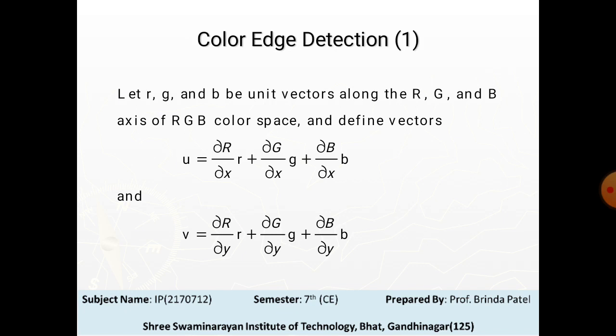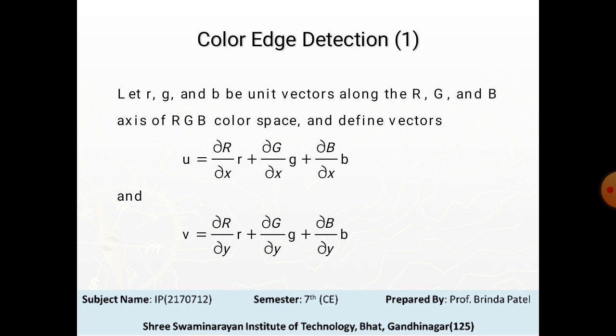So edge detection is an important tool for image segmentation. So we are interested in the issue of computing edges on an individual image basis versus computing edges directly in the color vector space.